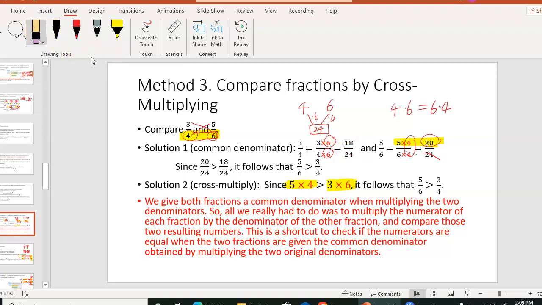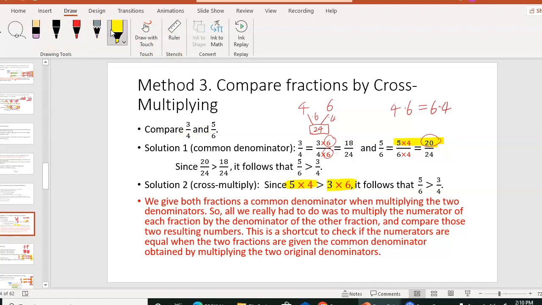Okay, so if you look at what I had here, we give both fractions a common denominator when multiplying the denominators. So we multiply these two denominators, and then we always get 4 times 6, 6 times 4. You're always going to get a common denominator. So all we really have to do is to multiply the numerators of each fraction by the other denominator. Okay, so let's look at this one more time here.